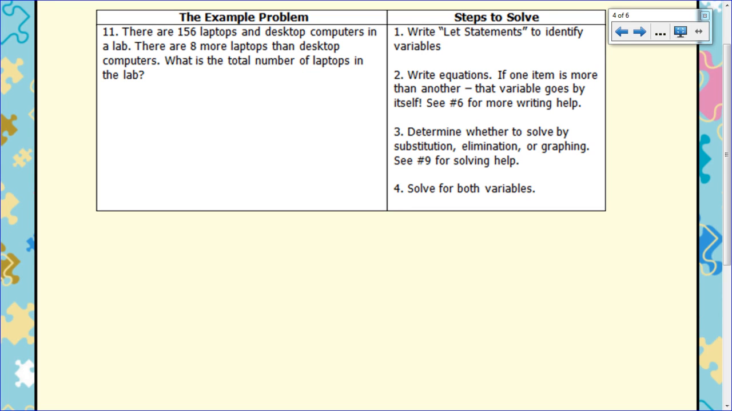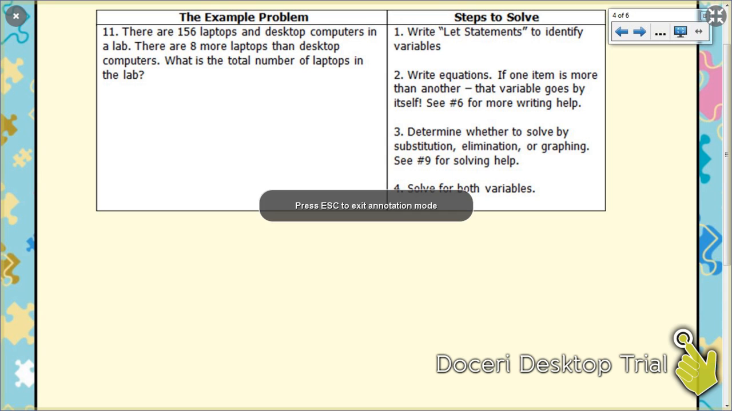All right, so here is test correction problem number 11. We have that there are 156 laptops and desktop computers in a lab. There are 8 more laptops than desktop computers. What is the total number of laptops in the lab?